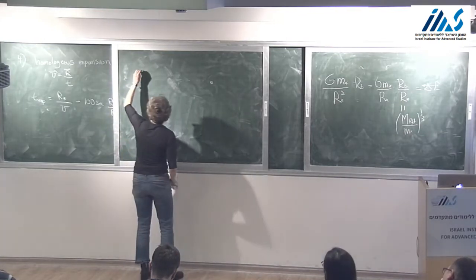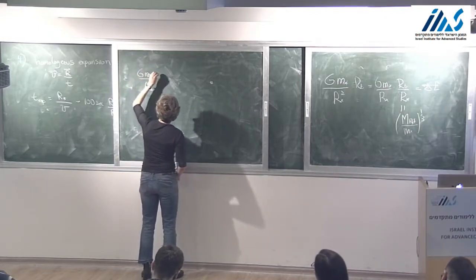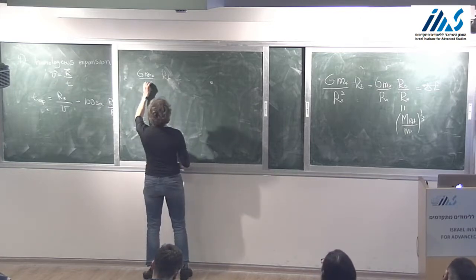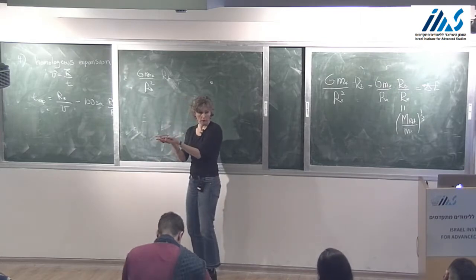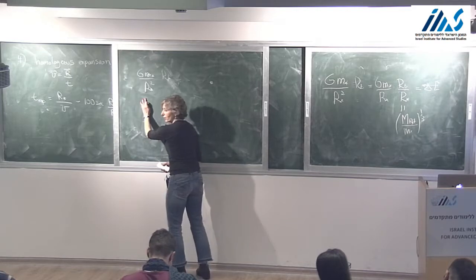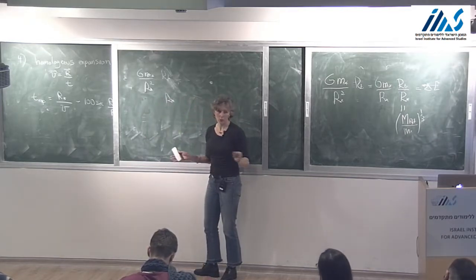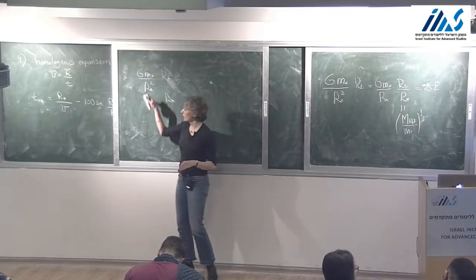So you can write G M star R star times R_T, or you can use the tidal force over the length of the star, and you obtain the same result. Okay, at the tidal radius they are equal.